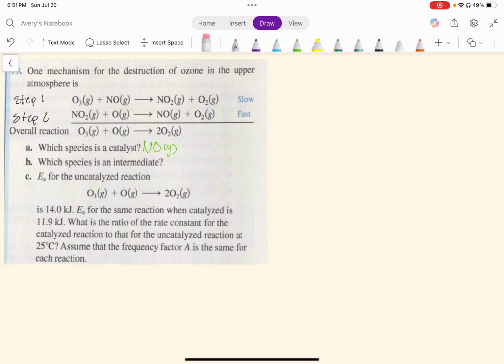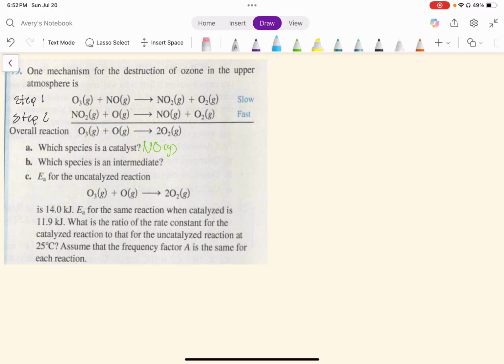Now for B, which species is an intermediate? An intermediate is an element or compound that is, quote unquote, created in an earlier step and then is used up in a later step, but does not show up in the overall reaction. So to find this, we look at the products of step 1 and the reactants of step 2.